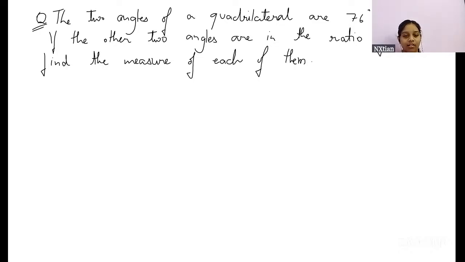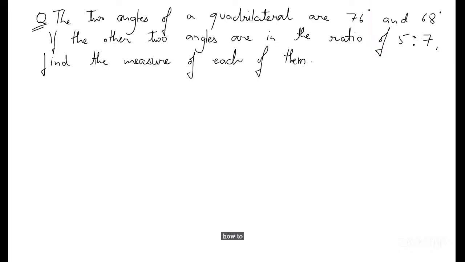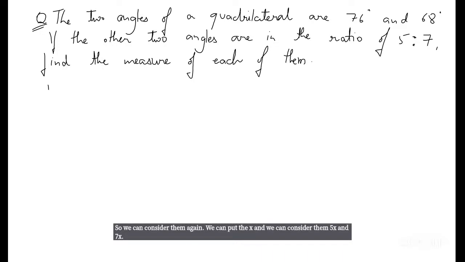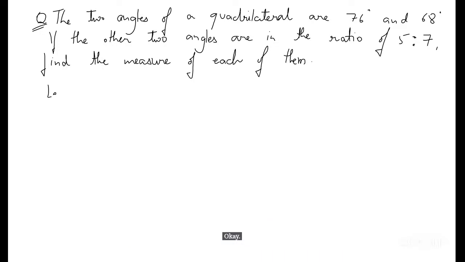Okay. Let's see now how to find it. We know that 76 degrees and 68 degrees are the measures. The other two angles we don't know, but we know their ratio. So we can put x and consider them 5x and 7x. Let the other two angles be 5x and 7x.